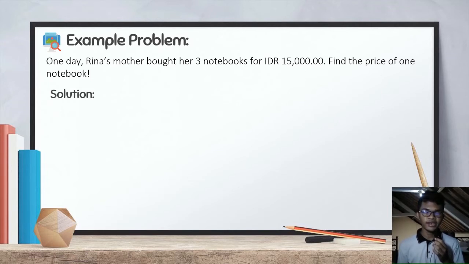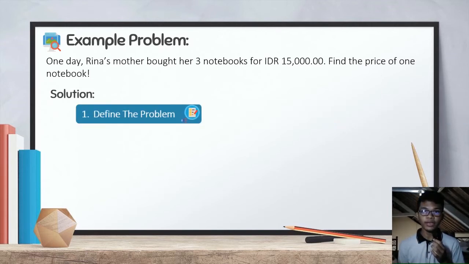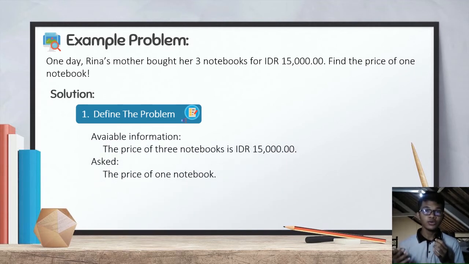Step 1. Define the problem. Read the problem carefully or multiple times if necessary. Identify what you are trying to find and determine what information is available to help you find it. So in our example problem, we are trying to find the price of one notebook, and the available information that will help us to find it is the price of 3 notebooks is 15,000 Indonesia rupiah.